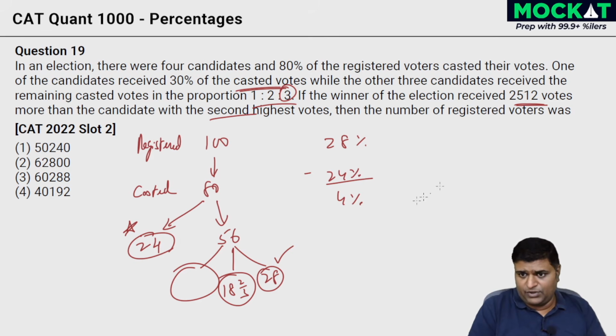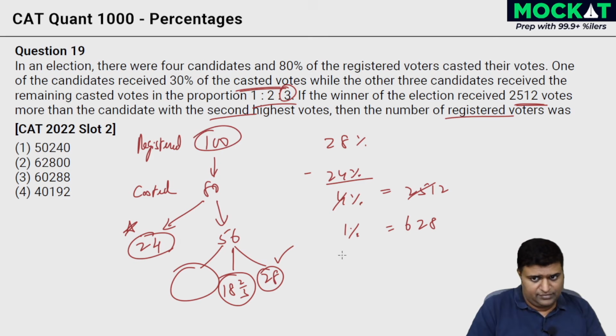The winner received 2512 more. If 4% is 2512, 4% of total, then 1% of total is going to be how much? Divide this by 4 and we're going to get 628, right? Then what is asked is the number of registered voters. Registered voters is 100%. So 100% is 62800. Option 2 is the answer here.